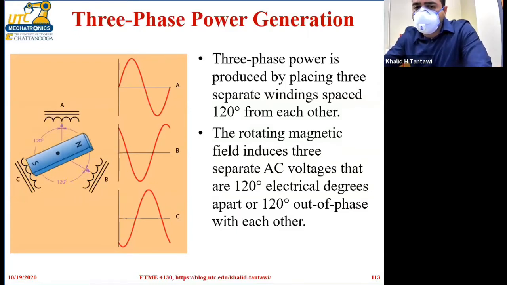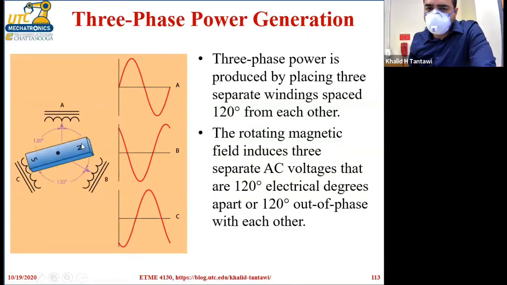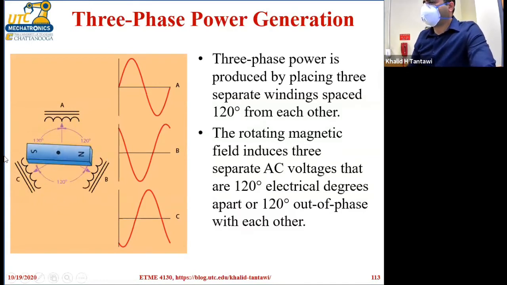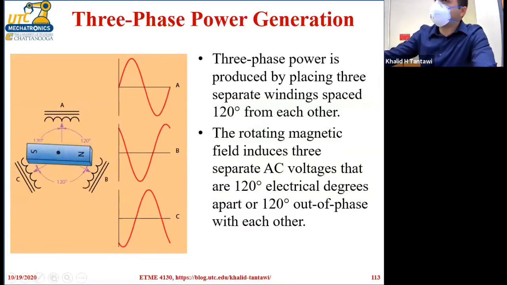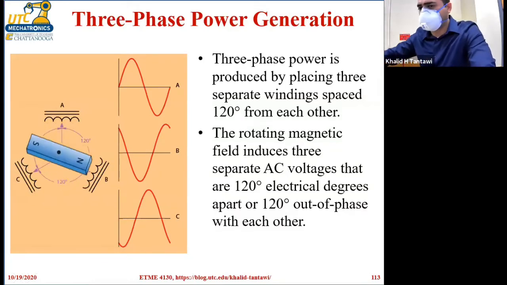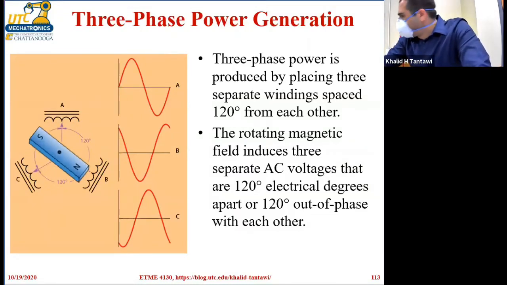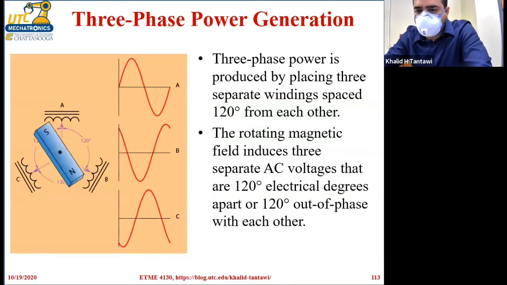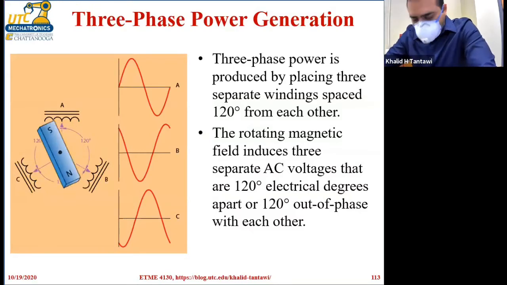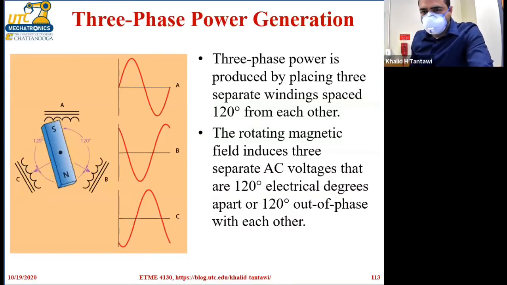So you have, for example, here A and B and C. If you are going clockwise, A, B, C. Sometimes they will number them counterclockwise, A, B, C. Of course, each is 120 degrees out of phase with the other.